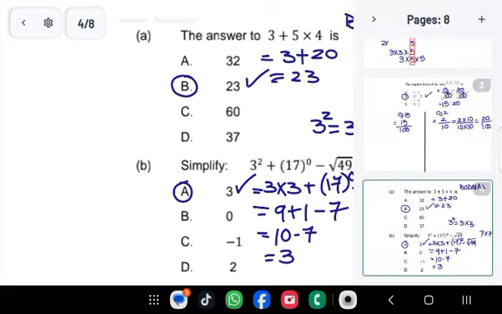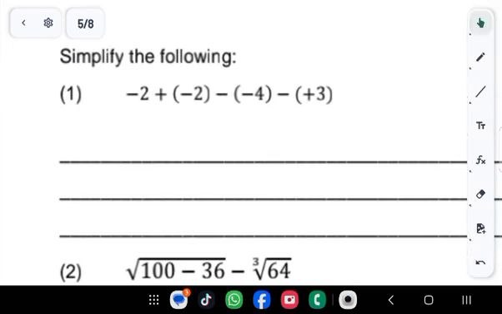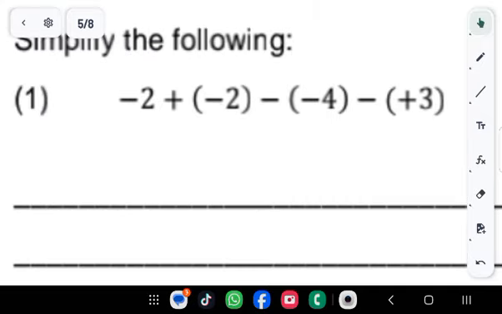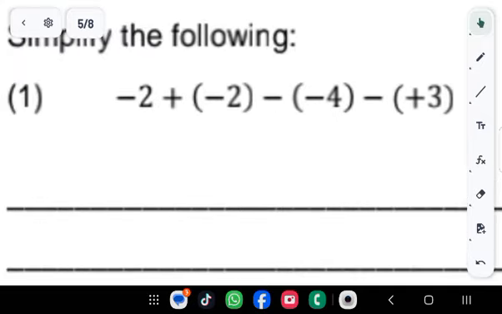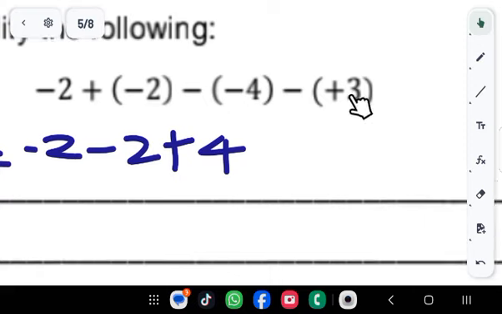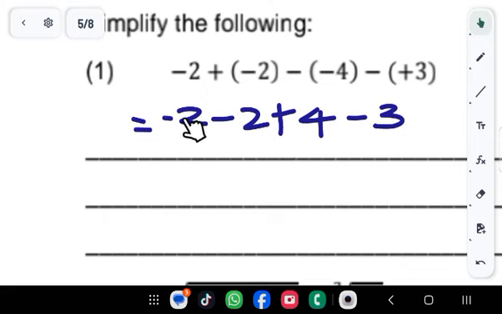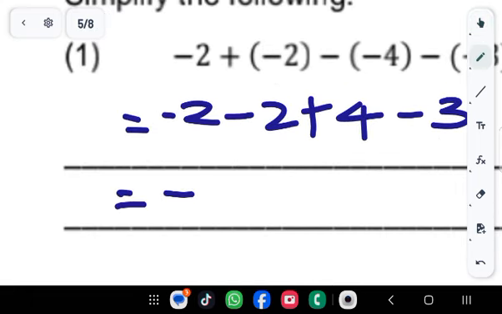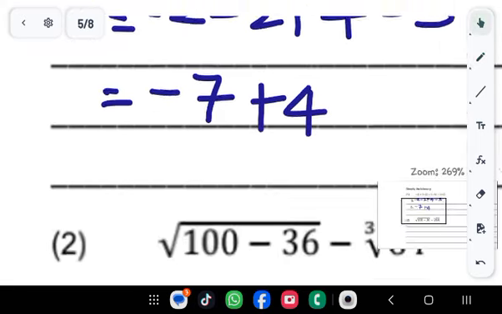Next question. Simplify negative 2 plus negative, in brackets, 2 plus. Okay, so that is equal to negative 2 plus negative is negative, minus a negative is plus, minus positive is negative. So that will give us, now we add, negative and negative and negative, let's add them together. 2 plus 2 is 4 plus 3 is 7, so that will be negative 7 plus 4. Now negative 7 plus 4 will be negative.